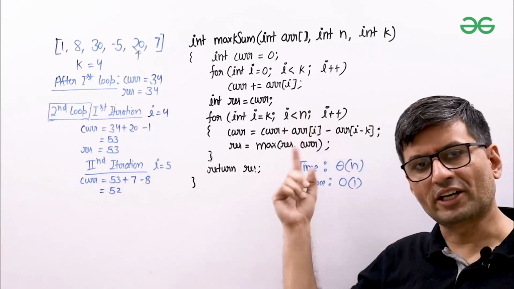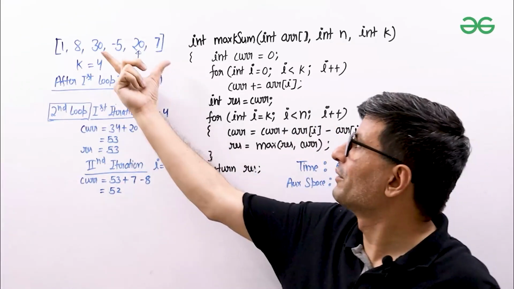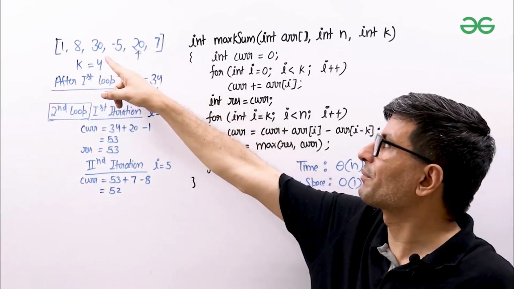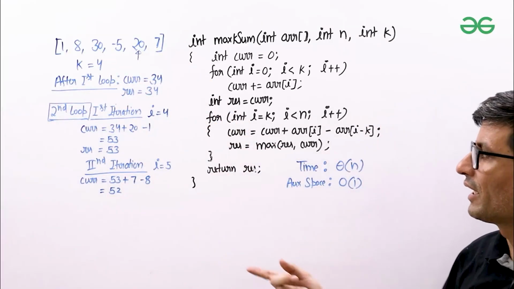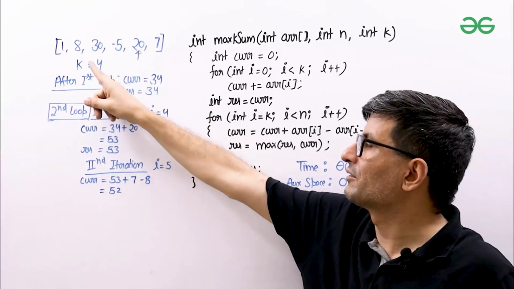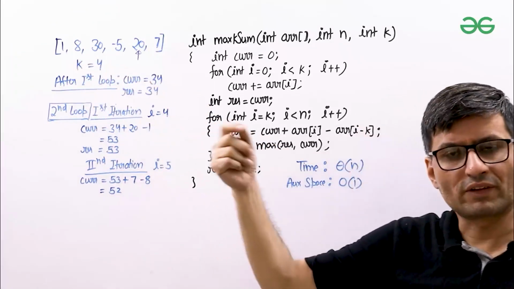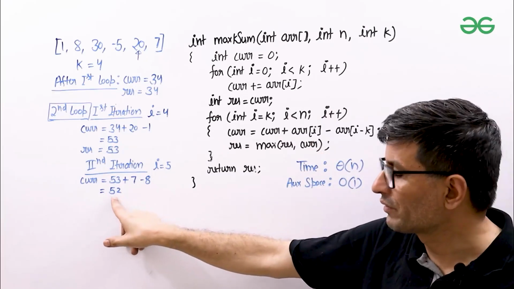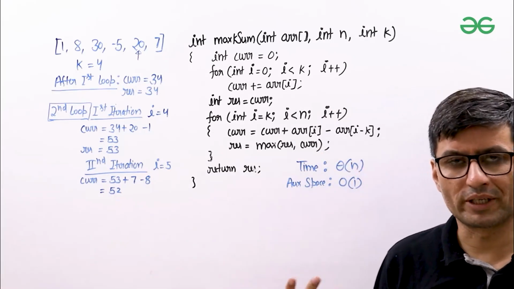Now we begin the second iteration. In the second iteration, we compute the sum of this window. So what we do, we add 7 and we subtract 30. So what is i now? i is 5 now. So 7 is at index 5, and this element 8 is at index 1, 5 minus 4, 1, right? And the current sum turns out to be 52, which is less than result, so we don't update the result.